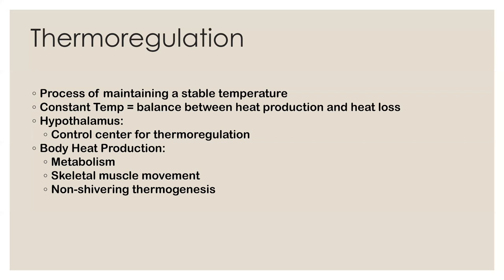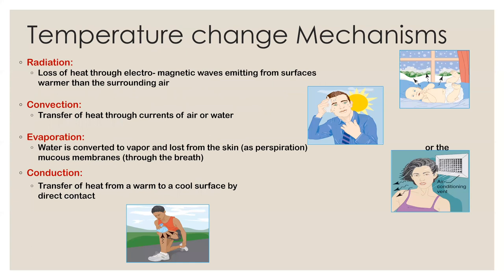And then non-shivering thermogenesis. This is the metabolism of brown fat to produce heat. This is typically only seen in infants because they're unable to shiver like kids and adults. So they get this non-shivering thermogenesis to help stabilize their body temperature.